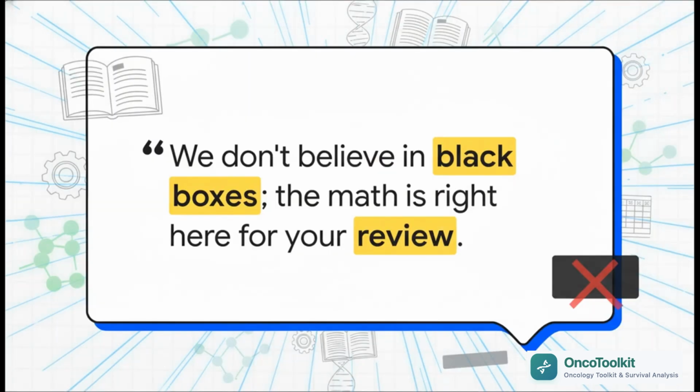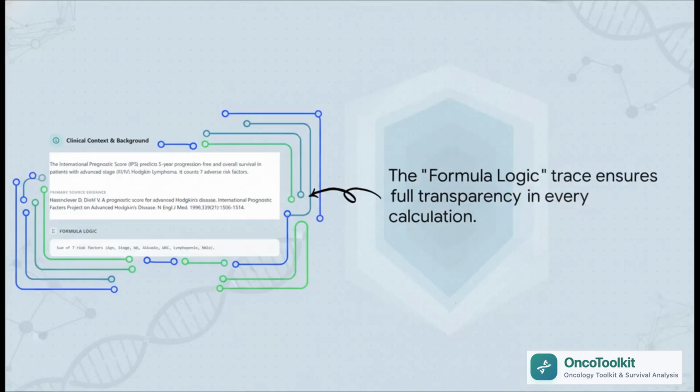This gets to a core belief we have at Oncotoolkit. We don't believe in black boxes. The math and the reference tables all have to be right there for you to see and review. And we really deliver on that promise. See this? The formula logic trace pulls back the curtain and shows you the simple addition that led to that score. It connects your result directly back to the source evidence, giving you complete clinical transparency.